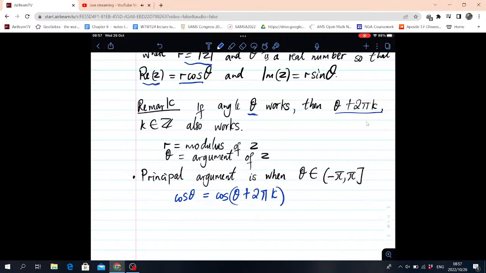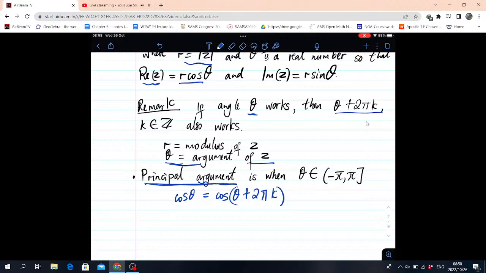And so in essence, you can get an infinite number of thetas, right? However, we've got what we call the principal argument. An argument is just this theta that is going to work in this scenario. So the argument of Z is just theta, which is not specified. And then R is going to be the modulus of Z. We know that.